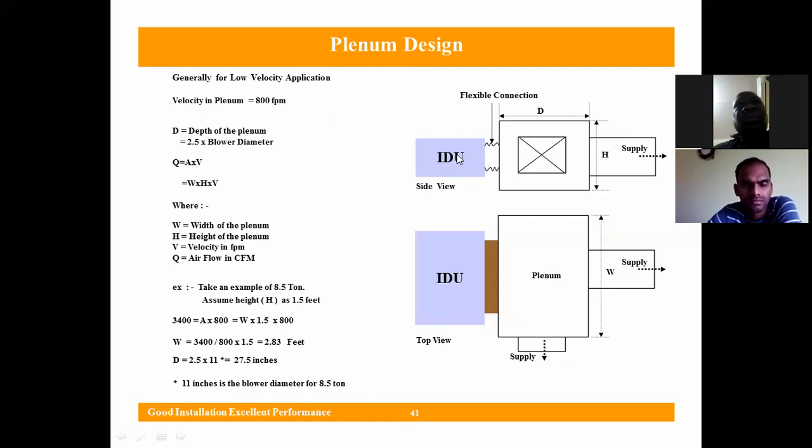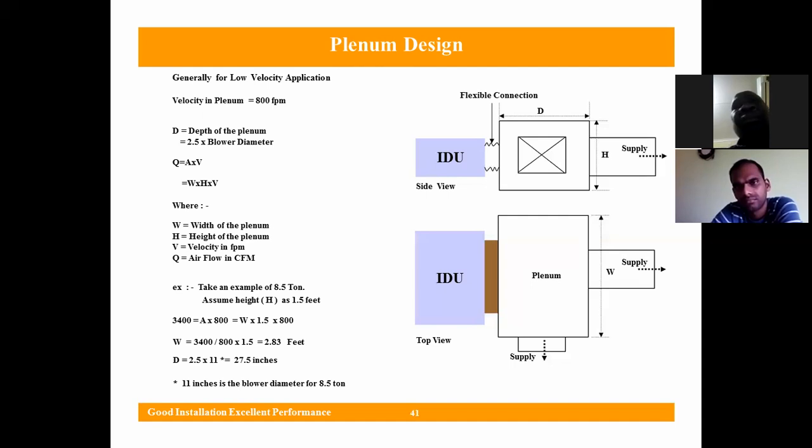Okay, from the catalog, or you can ask for their specification. So you will be knowing the diameter of the blower because inside the indoor unit you will be having a blower. So usually the depth of the plenum box will be 2.5 into blower diameter. According to the capacity of indoor unit, the blower diameter changes. The diameter of the blower changes according to different capacities.